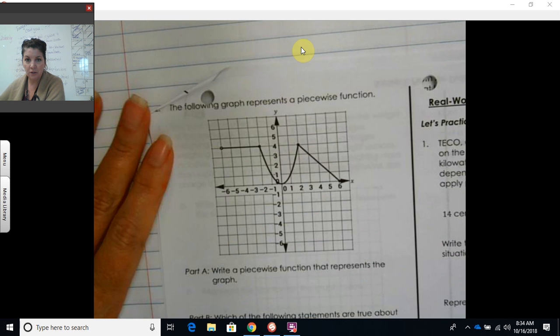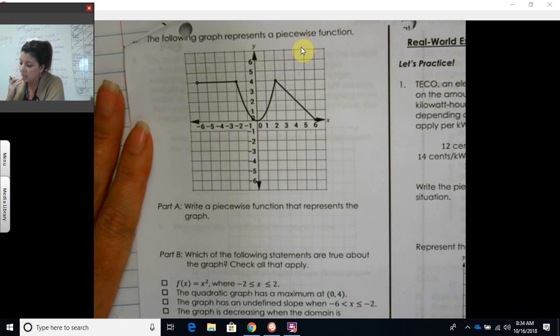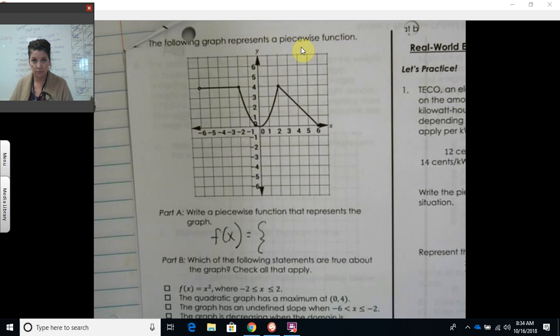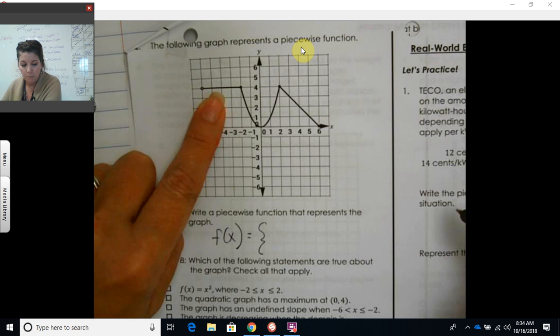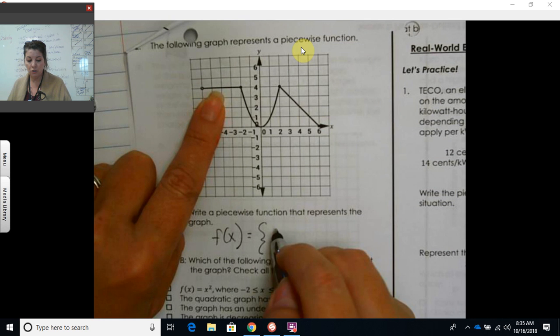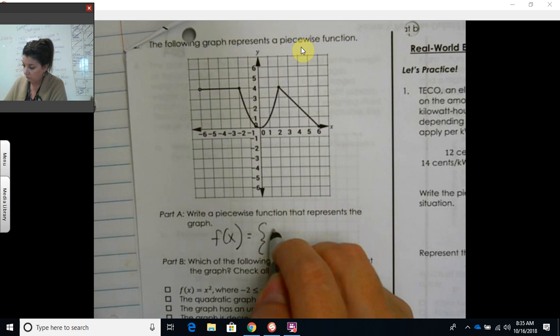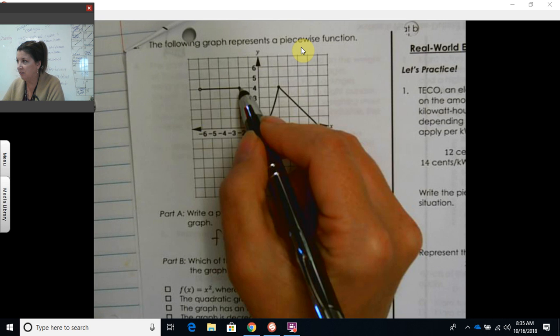The following graph represents a piecewise function. Part A, write a piecewise function that represents the graph. So for this first section, what do you think that is? Y is equal to 4 when what? X is what? Greater than negative 6, but less than or equal to negative 2. So we would write that like that.